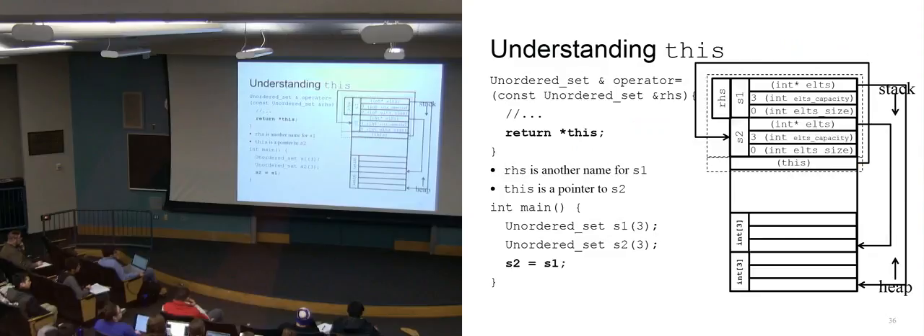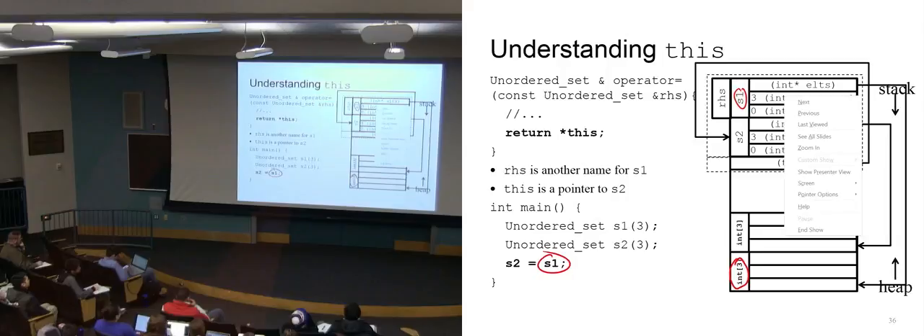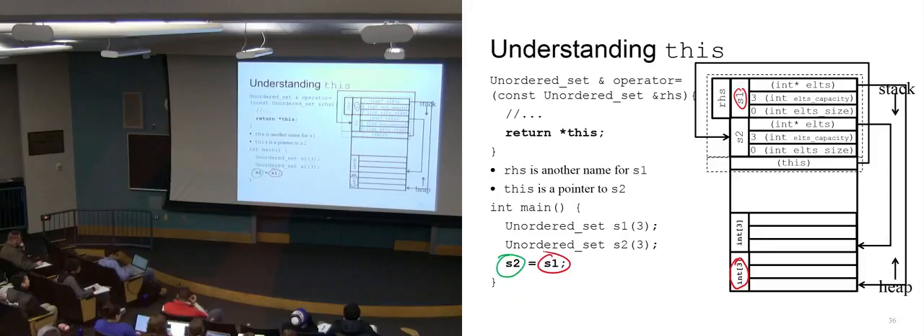So now let's take this example and add in the this pointer. So you've got S1, which is here, and S1's heap stuff. Then you've got S2, which is here, and there's its heap allocated variable. When we call the equals sign, remember this is a function. It's a function with an input.